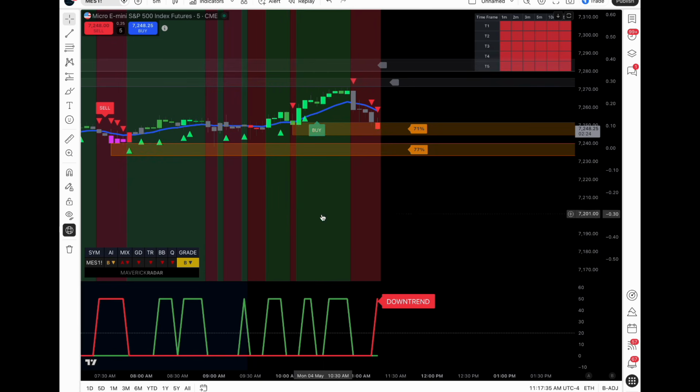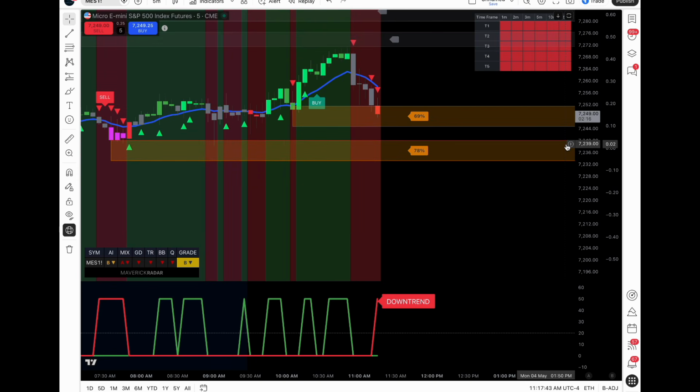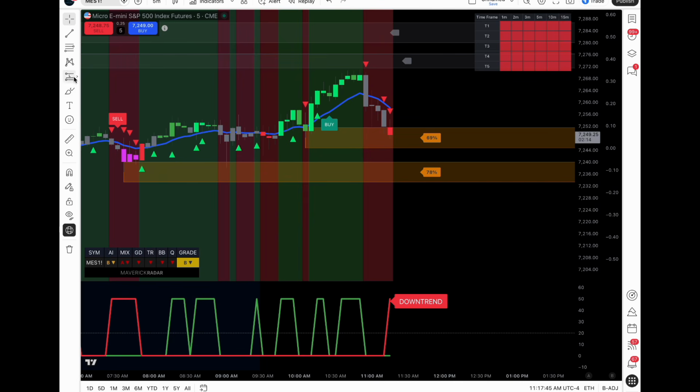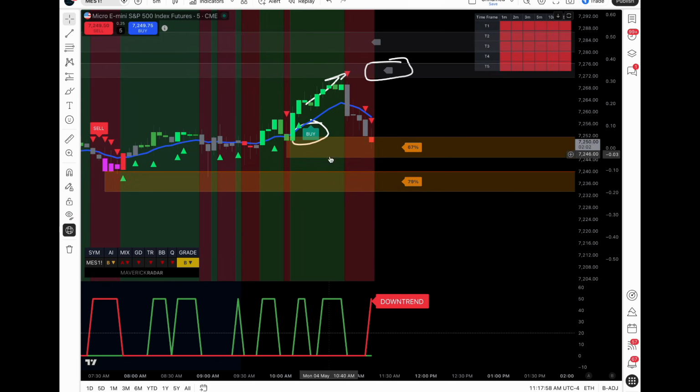Indicators here. All right, we got some boring markets going on today. Sheesh. Could have taken this beautiful buy signal right here, taken it up into this zone drawn by the Maverick zones. It auto draws your support and resistance levels and gives you a scoring as you come into it.